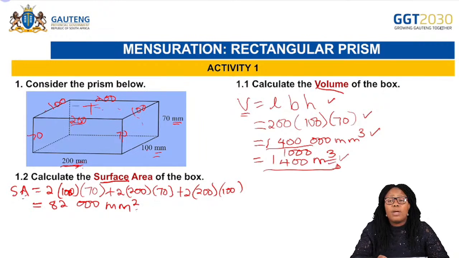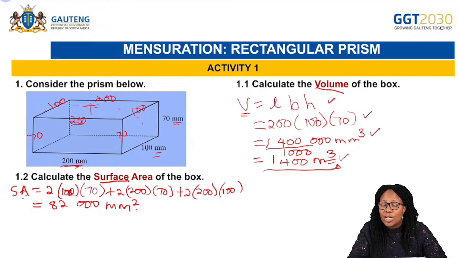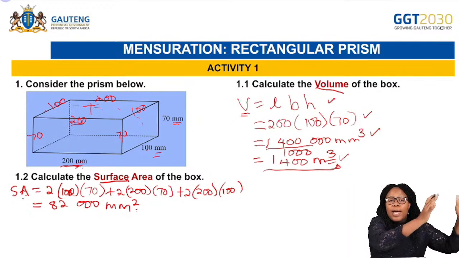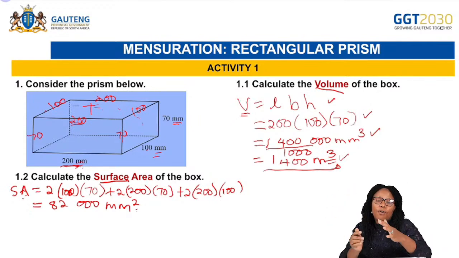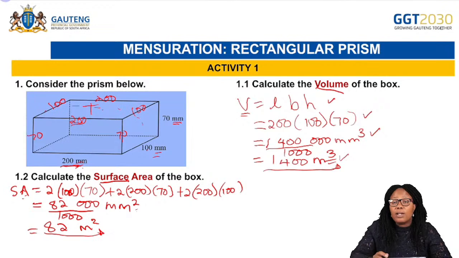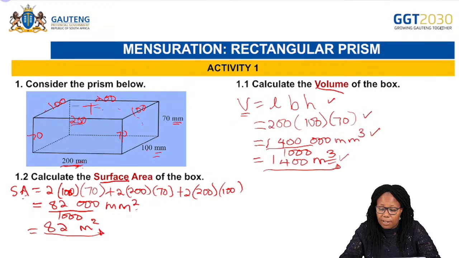If maybe you are asked to give this answer in square meters, not in square millimeters, the same way you move from millimeters to meters, small to big, therefore you divide by 1,000. So this will basically give us 82 square meters. That will be the surface area for that.